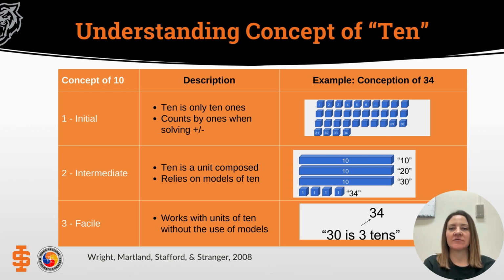If you see a child counting a large quantity by ones, this is his or her level of understanding. In the next level, the intermediate concept of 10, a student begins to see 10 as a unit, but still relies on models to compute when working with units of 10. A student will count bars of 10, saying 10, 20, 30, and so on.